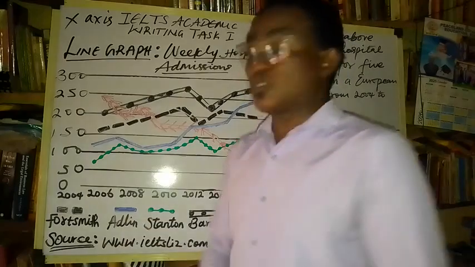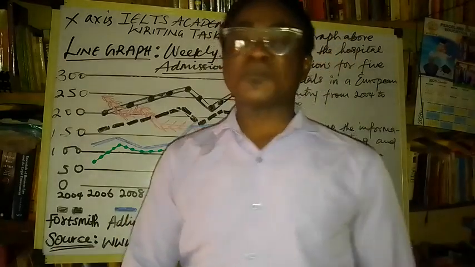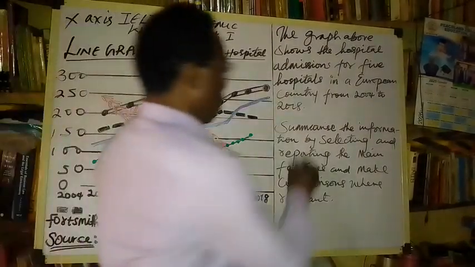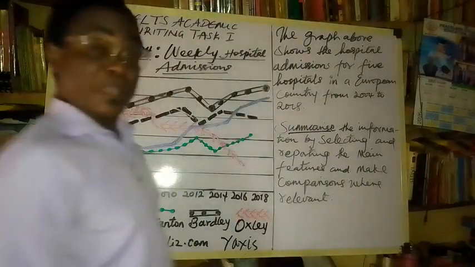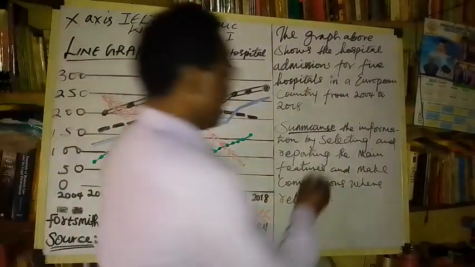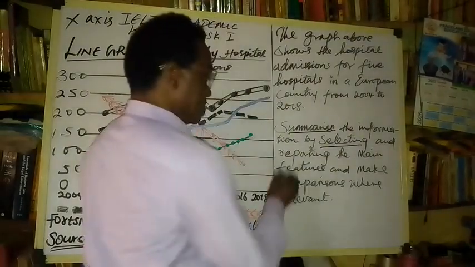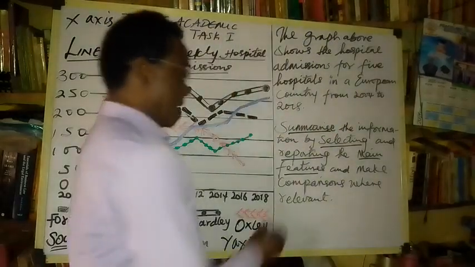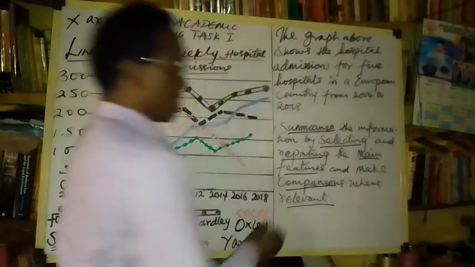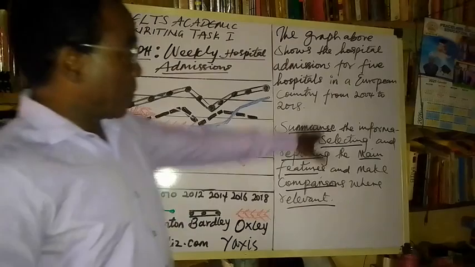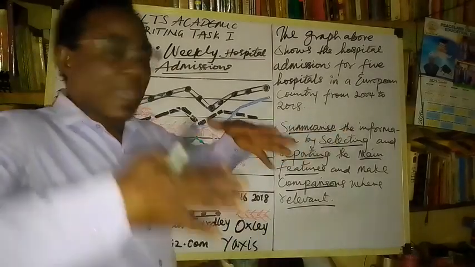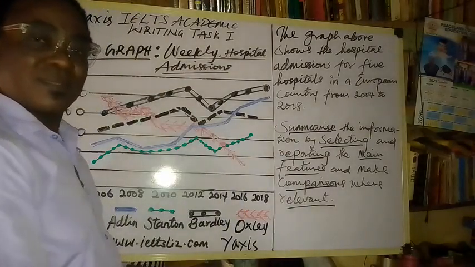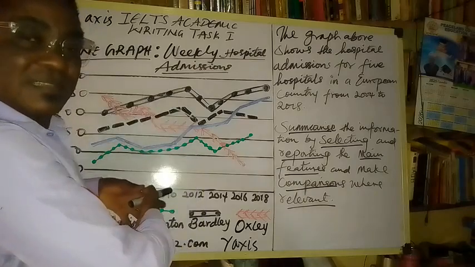Now we move on to what we should do with this graph. That is called the prompt. We are told here to do what? Summarize the information by selecting and reporting the main features and make comparisons where relevant. The prompt tells us what to do. That is our assignment. We are to present a report of the information contained in the graph.